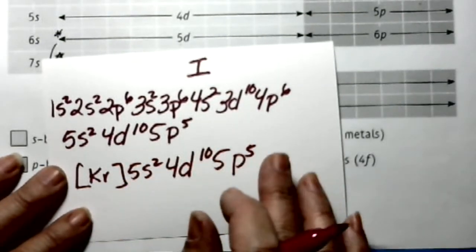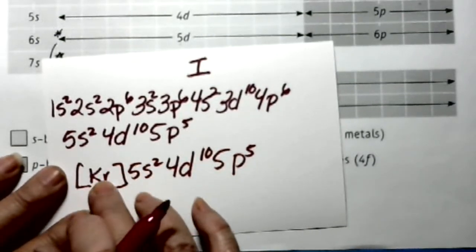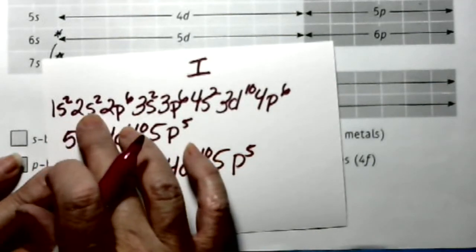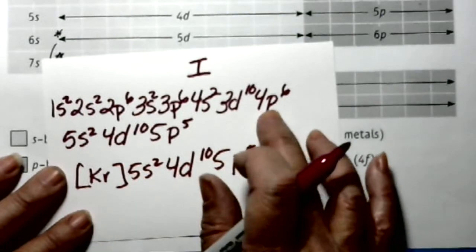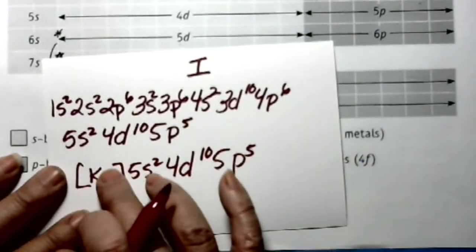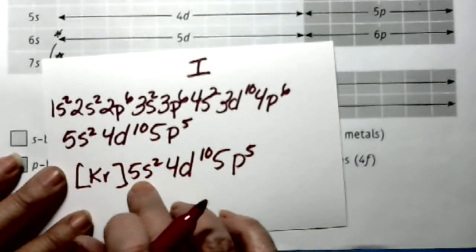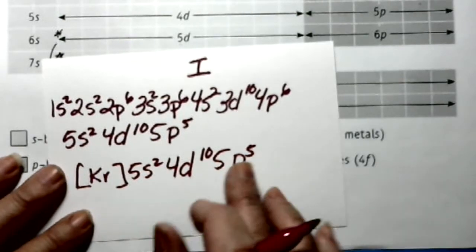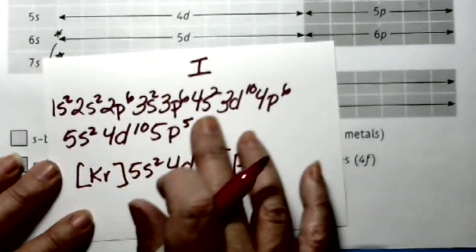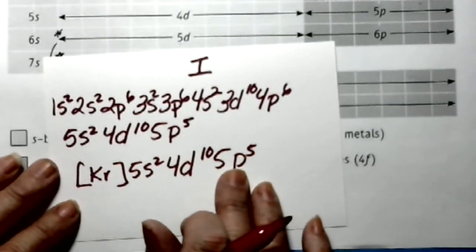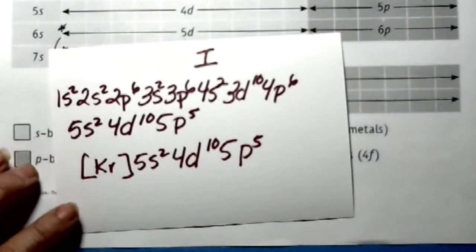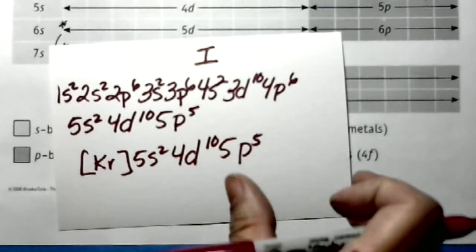So you go back a row to the very end. So it's like krypton, which happens to be 1s2, 2s2, 2p6, 3s2, 3p6, 4s2, 3d10, 4p6. That's krypton. So it has all those electrons plus 5s2, 4d10, 5p5. That's the long version. That's the short version. And you probably like the short version. All right. Then there's even a shorter version called the valence electrons.